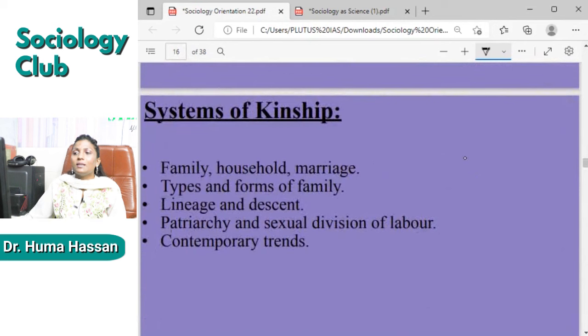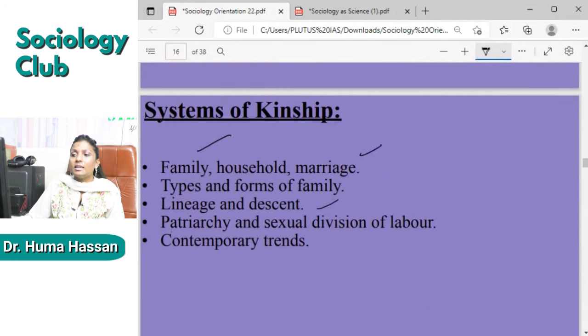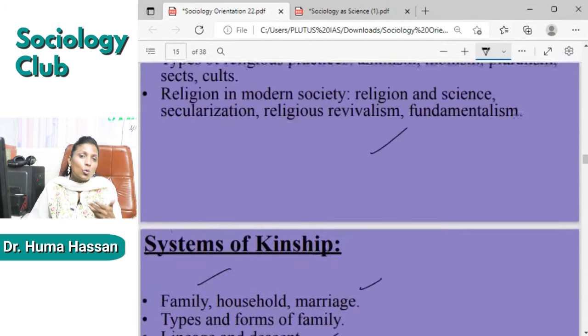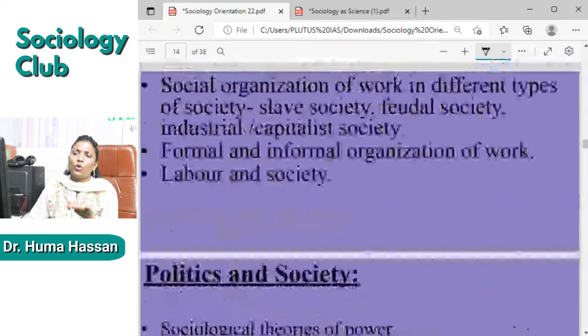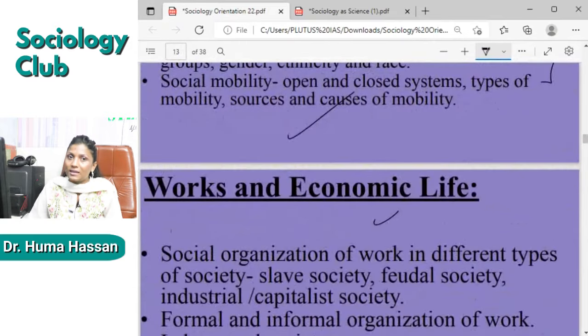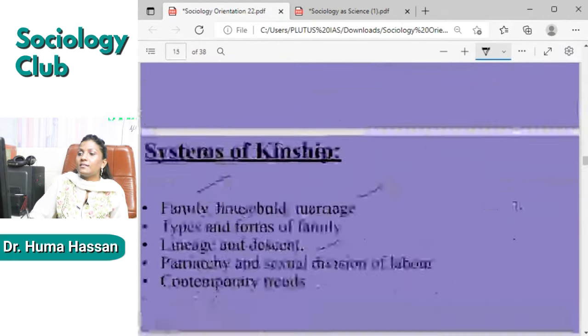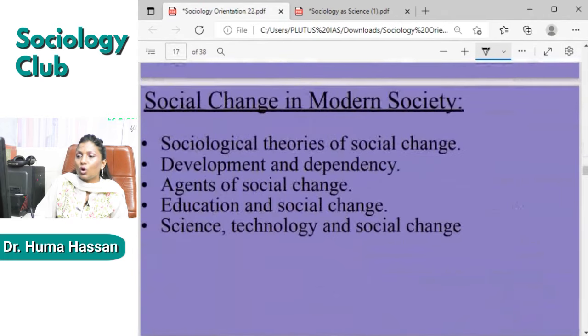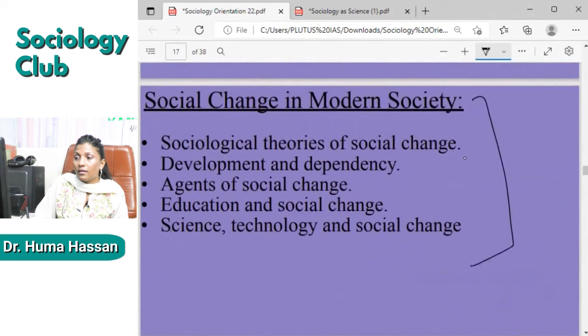So when you see kinship, religion and society, politics and society, people often think that okay, this is really easy, we know that, we have already seen that. No, but you have to understand in a sociological manner. And how to have a sociological manner? Just quote the thinkers, how sociologists have understood these institutions. That is the part you need to see. And then social change in modern society, it's nothing, it's an entire sociology. That's it. Okay, entire sociology.